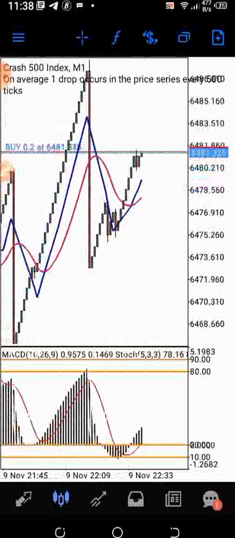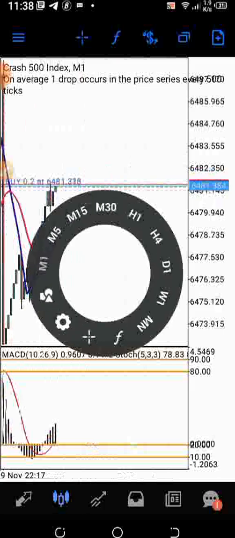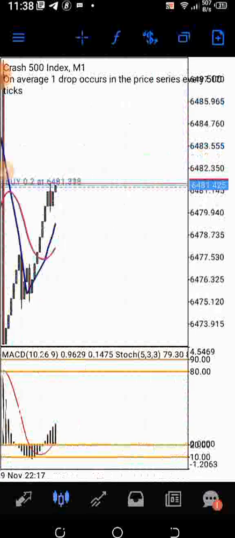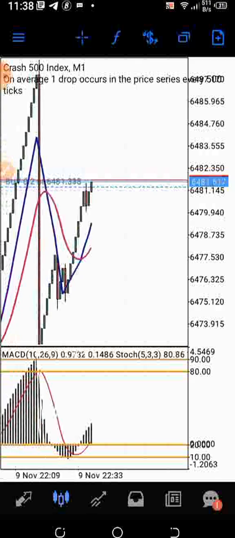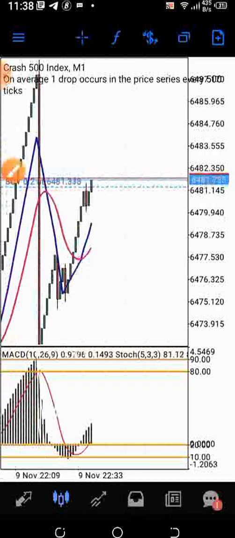You might be asking why I bought this Crash 500. This is a scalping strategy anyway, so my condition is very simple. I have my moving averages, the pink color and the blue color line. Once my blue color crosses the pink, I will enter a buy. But that's not the only criteria. First of all, because we are taking 10 candlesticks, you need to check what the 10 minutes chart is saying.